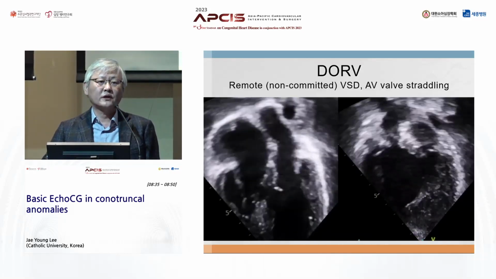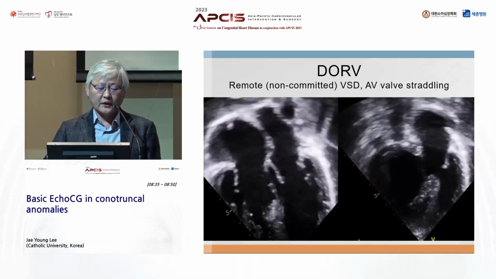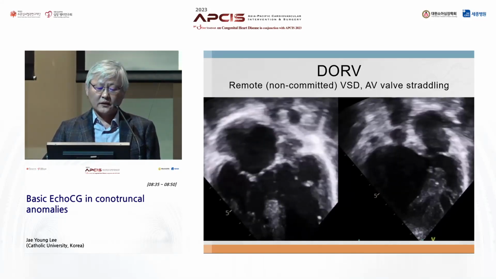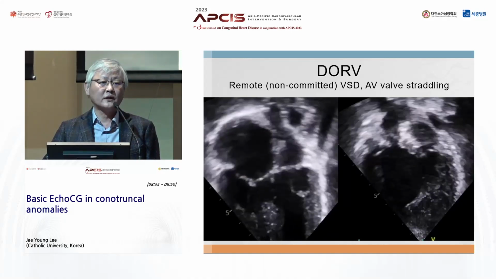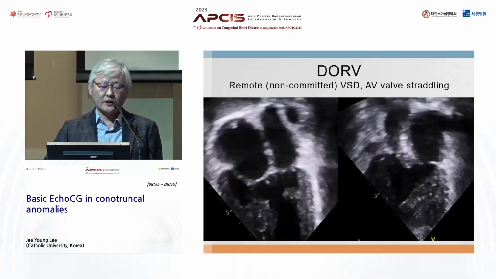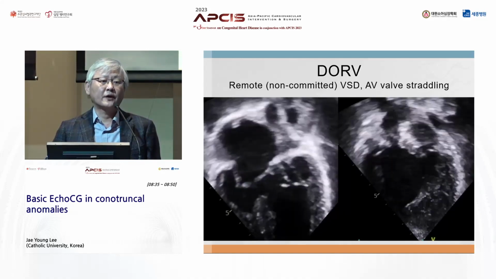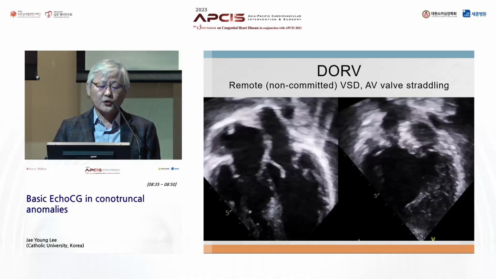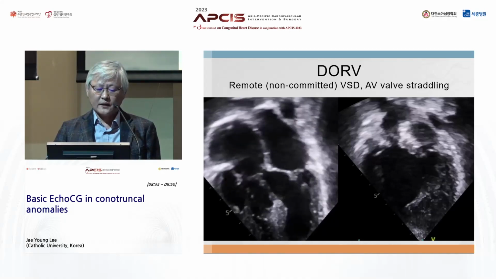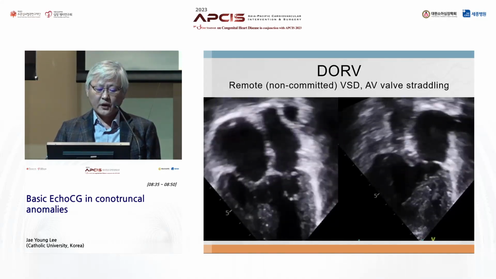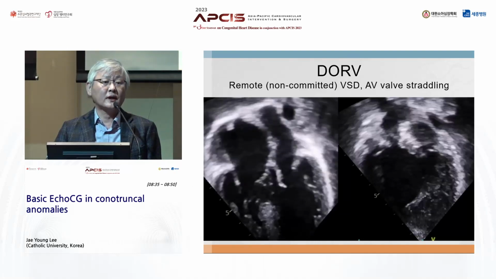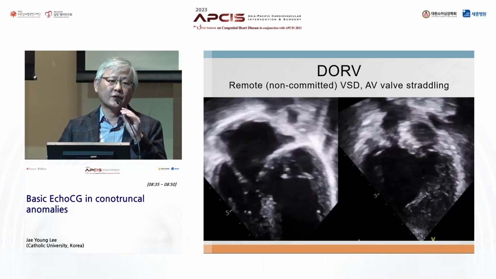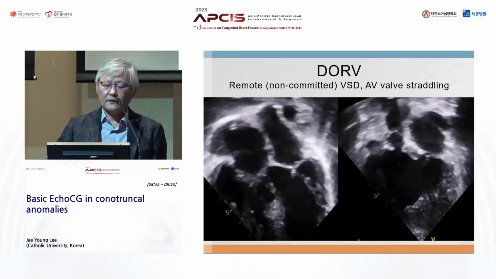And again, in double outlet right ventricle, another important thing is AV valve straddling. So in this case, a double outlet right ventricle, well-balanced ventricle, but the VSD is very big and extends extensively to the inner portion, and you can notice the tension apparatus of the inlet valve is attached to the ventricular crest or slides to the left side. This is type A straddling of AV valve.